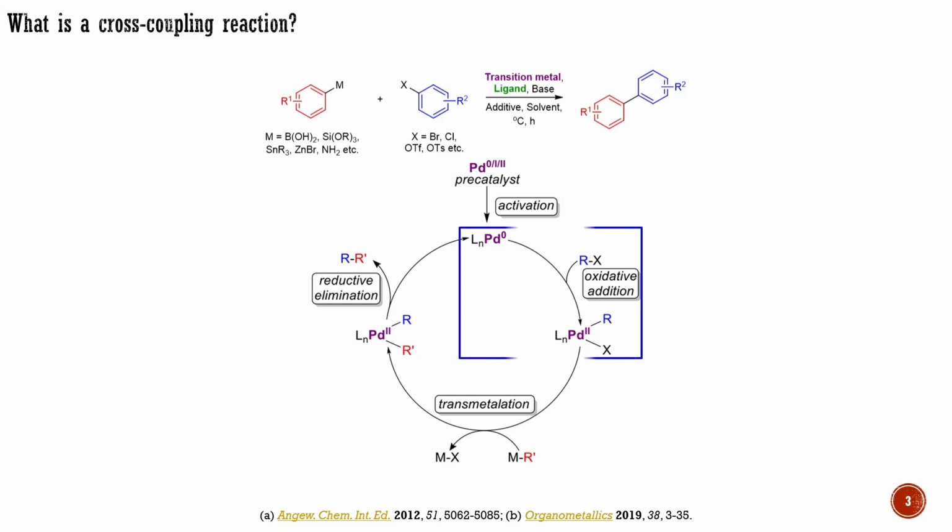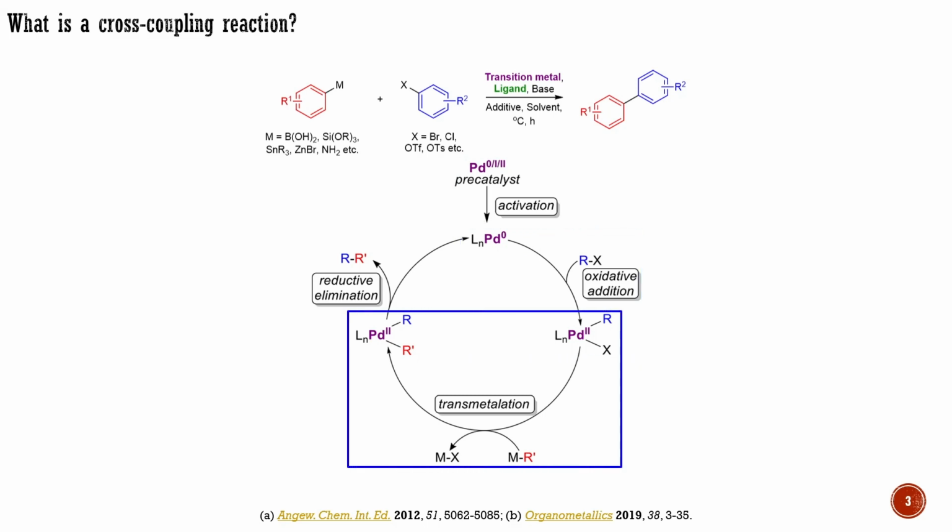The reaction is initiated by the oxidative addition of the palladium-0 pre-catalyst to the aryl halide or pseudohalide, generating this palladium-2 intermediate. The next step can be slightly different for various cross-couplings. If the next coupling partner is an organometallic compound, then oxidative addition is followed by transmetallation, generating a palladium-2 intermediate bearing fragments from both coupling partners.